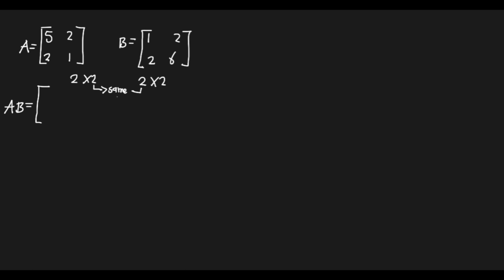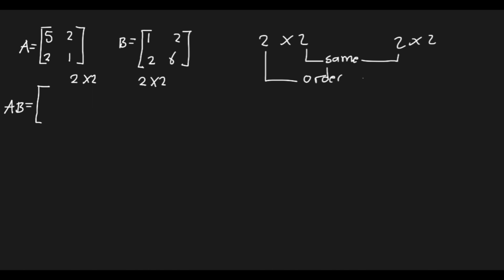Then if you want to know the order of the product that we are getting, it can be determined by saying we have 2 by 2, then another 2 by 2. So these numbers give us the go ahead. Then these outer numbers will give us the order of the product. So in our case, the order of matrix AB, our AB will be a 2 by 2 matrix.